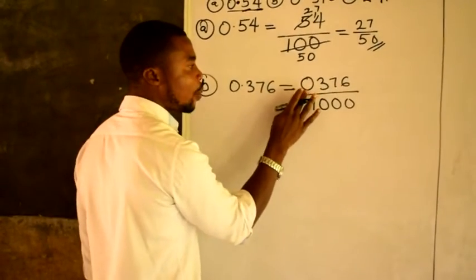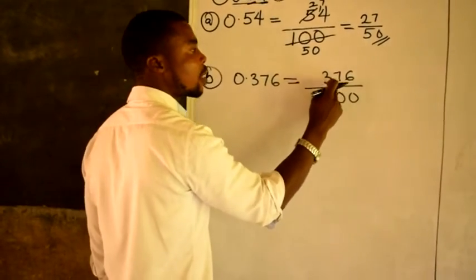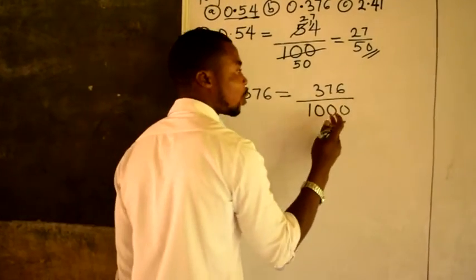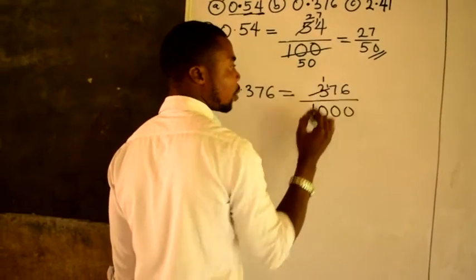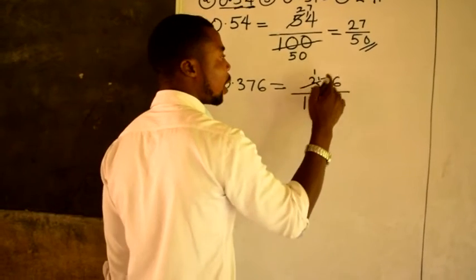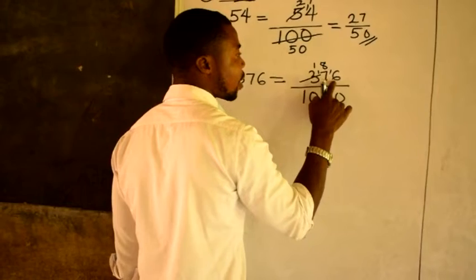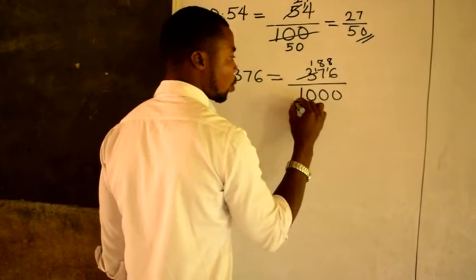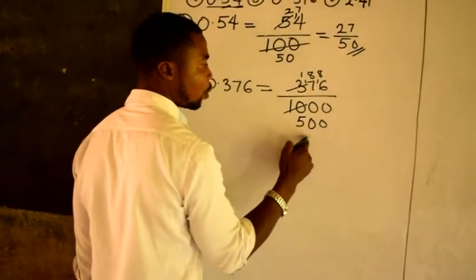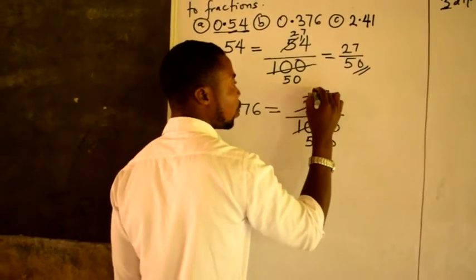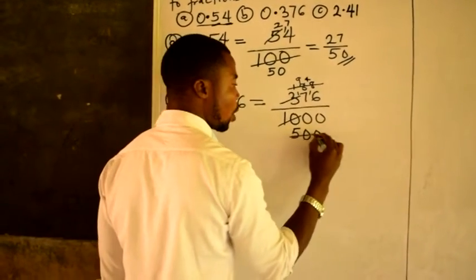Because this 0 has no meaning here, you take away the 0, and it will remain 376 over 1000. So you cut it down. 2 in 376, 188. 2 in 1000, 500. 2 can go again. 2 in 188, 94. 2 in 500, 250.